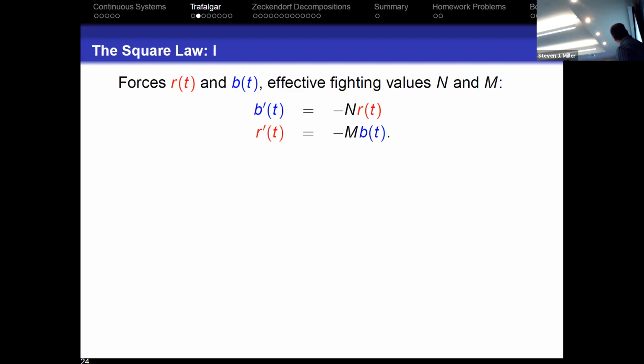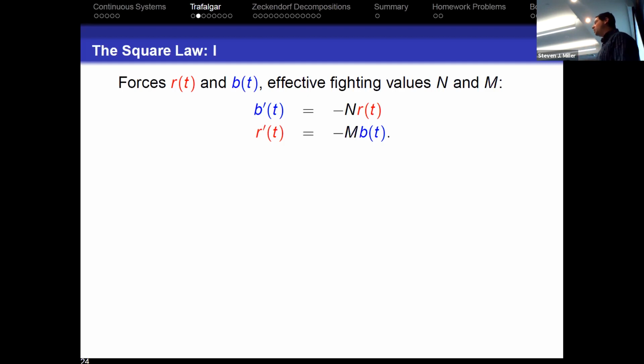So the Blue Fleet is going to be decreasing, and it makes sense to say that its decrease is going to be a function of the number of red boats that are out there. And similarly, the red boats are going to be decreasing based on the number of blue boats. And the N and the M will be related to the effective fighting effectiveness of the 2 sides. This is a very deterministic model right now. Real warfare is not like that, where you say, we've done the calculations, according to these calculations, we win.